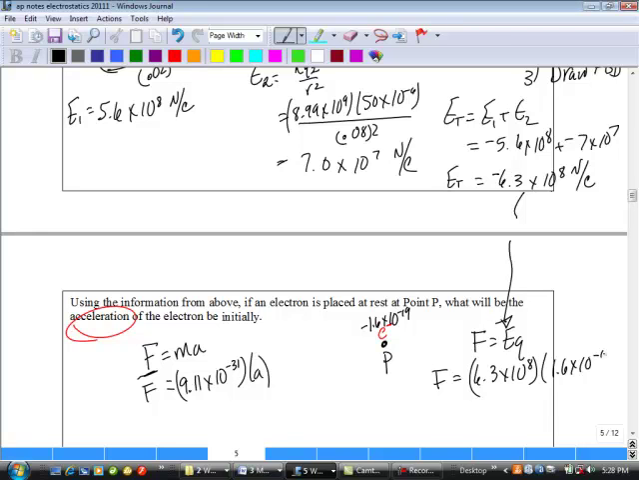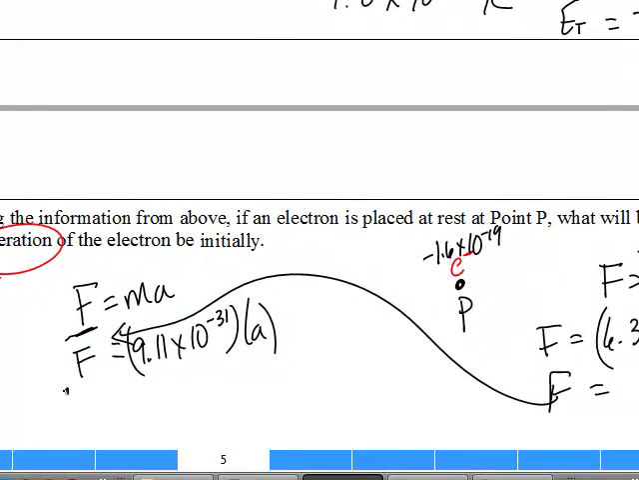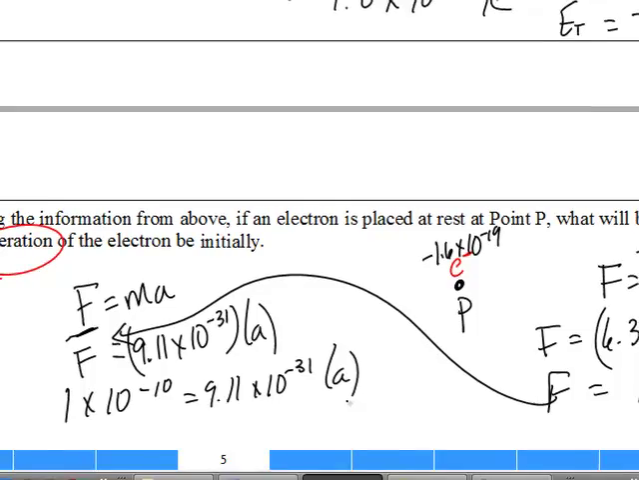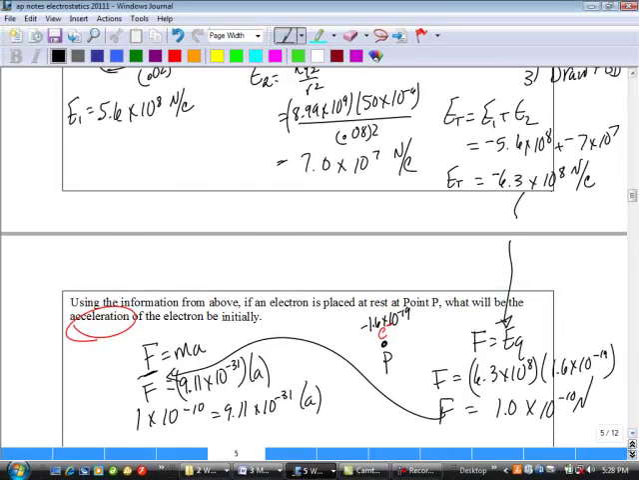Absolutely. 1.6 times 10 to the minus 19. So I can take these numbers and multiply them together, and I'm going to get a force of 1.0 times 10 to the minus 10 newtons. Plug that in over there, and that will allow me to calculate the acceleration of that electron. Even though the force doesn't seem very big, when I do the math, I get a humongous acceleration.